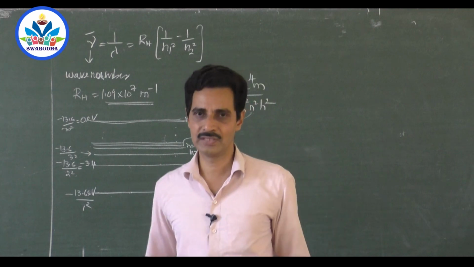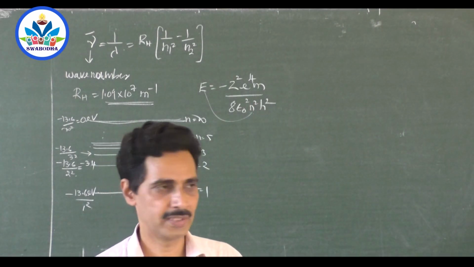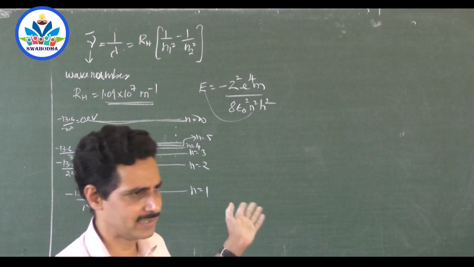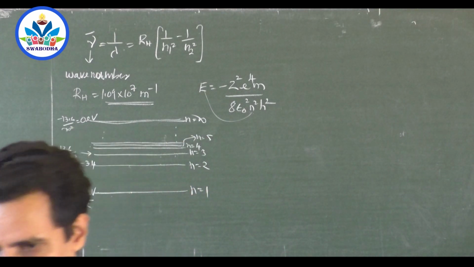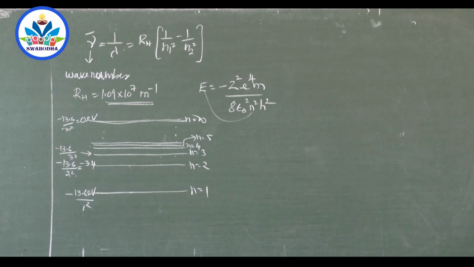We will meet in the next class with the hydrogen spectrum explanation given by Bohr, and that almost completes the chapter on atoms, right? It's a very simple chapter. Okay, we will meet in the next class with Bohr's explanation of the hydrogen spectrum.